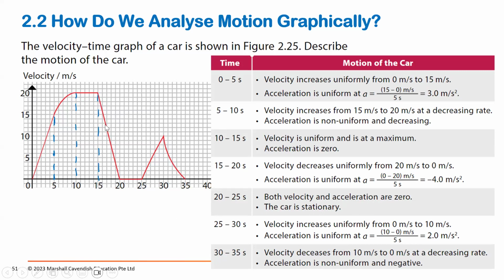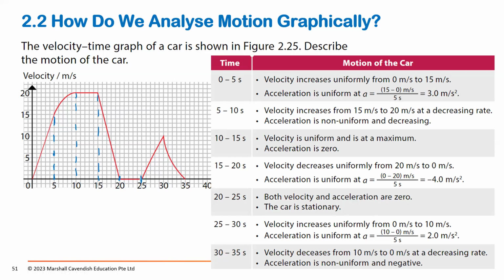The next segment will be from 15 to 20. Again it is a straight line, so I need to have the word constant. But now my gradient becomes negative, which means I'm having a negative acceleration. I'm decelerating, the velocity drops. So I'm having a constant deceleration here. And then 20 to 25 is the next segment.